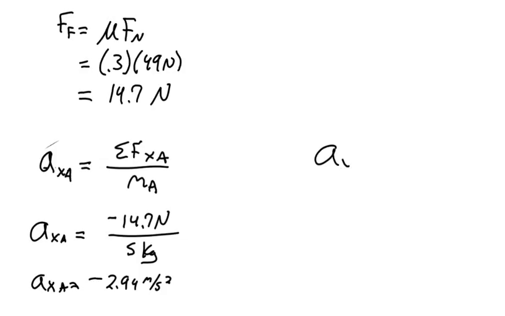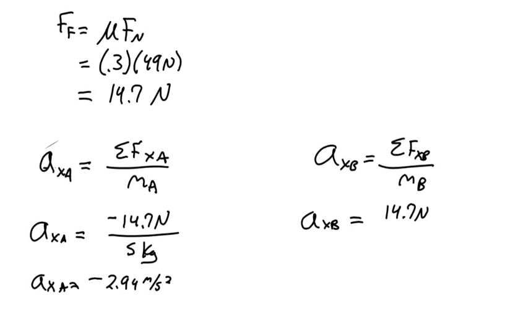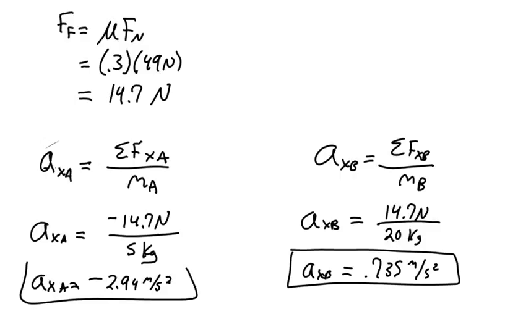For object B, we'll still have net force in the x direction divided by mass B. For this one, we've got the same force but in the opposite direction, so I'll make it a positive instead of a negative. And our mass here was given as 20 kilograms. So we'll get an acceleration for this one of 0.735 meters per second squared. And that's all there is to it.